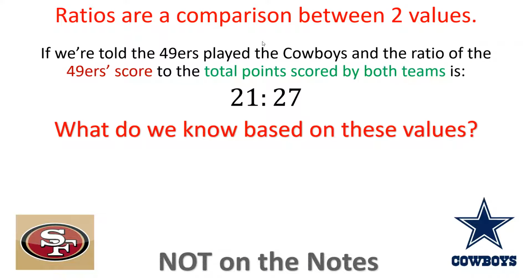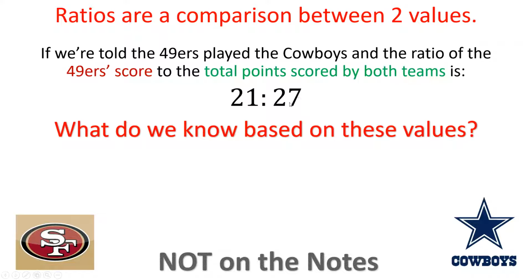So here's a situation that's not on the notes, but just to think about. If we're told the 49ers played the Cowboys and the ratio of the 49ers score to the total points scored by both teams is 21 to 27, what do we know? Someone who wasn't paying attention would say, oh, this is the 49ers score, therefore they lost against the Cowboys. However, this told us it's the total points scored. So therefore, if the 49ers scored 21, and this is the total, 27 minus 21 would be 6.